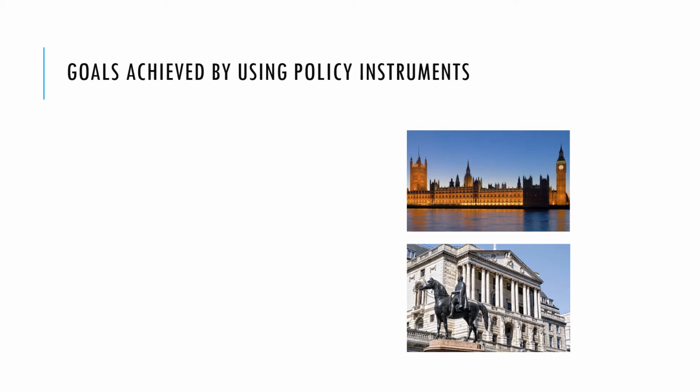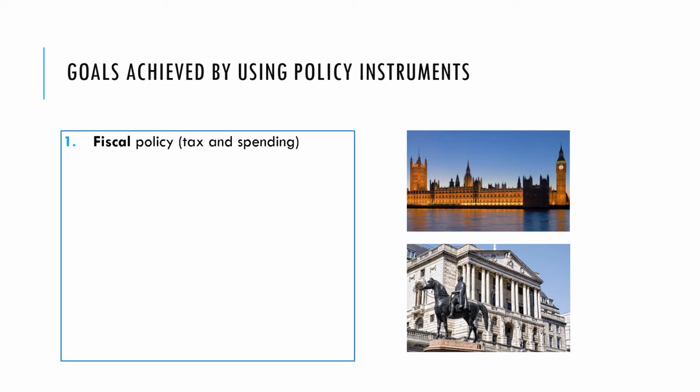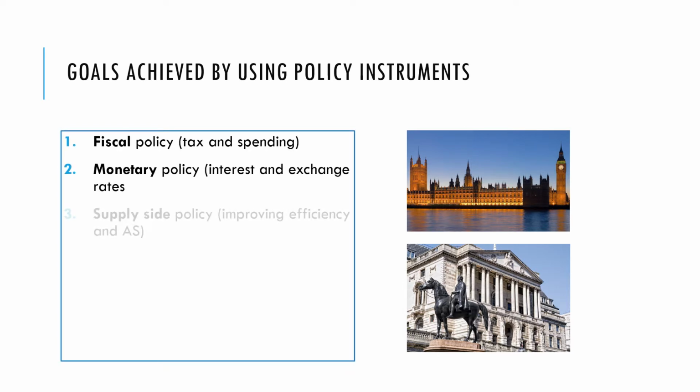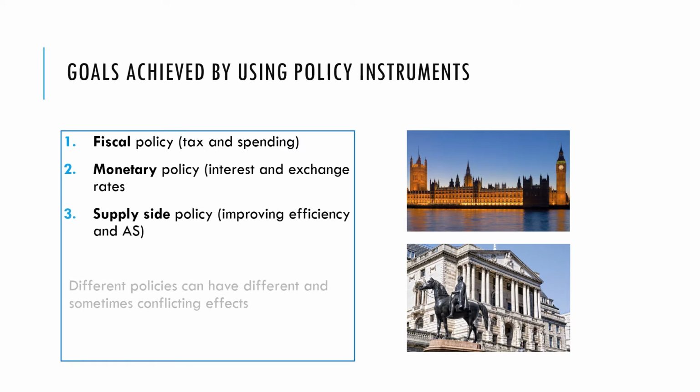So as we've established by now, the government is trying to achieve its macroeconomic objectives through its use of macroeconomic policies. For example, in the UK the government is in charge of fiscal policy, the Bank of England is in charge of monetary policy, and again the UK government is in charge of supply side policies.